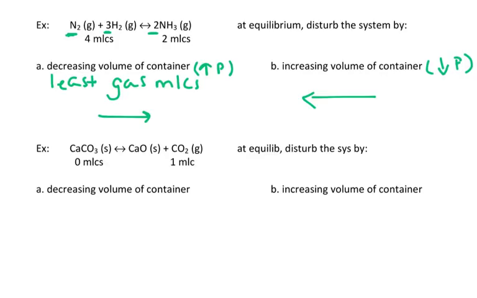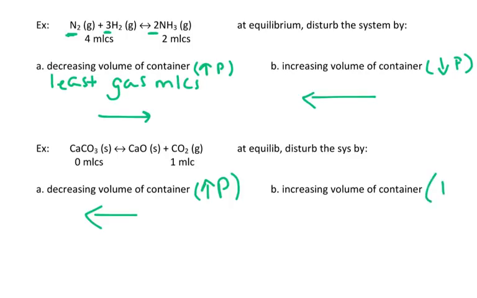Now I'm looking at the second reaction. On the left side, there are no gas molecules, so we're sitting at 0. And on the right, there's only 1 mole of gas. There's only 1 gas molecule on the right. So if we decrease the volume, which we know to be the same as increasing pressure, we always shift to the side with the least gas molecules, which is the left in this case. Even though there's none on the left, 0 is less than 1, so therefore we shift to the left.